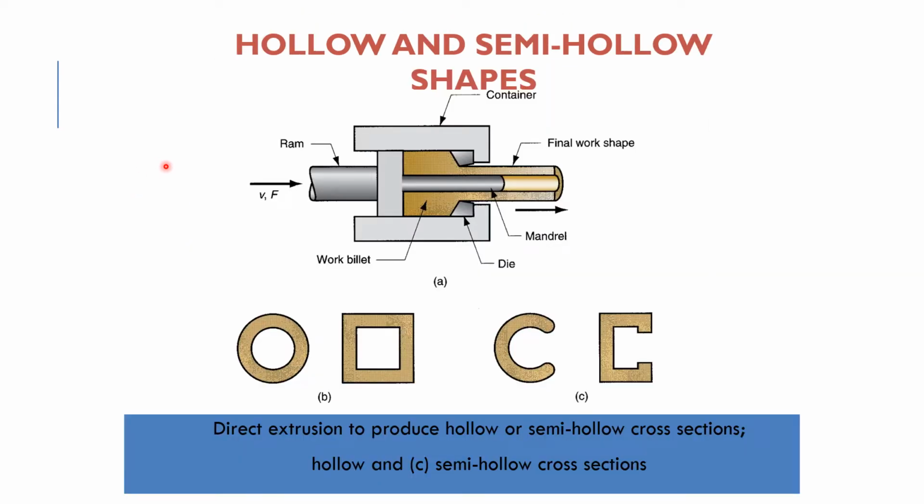So for direct extrusion, the previous one that we showed you is the solid work part. Apart from the solid one, we can also create a hollow part like this one. In order to get the hollow part, they are going to have a mandrel in between the ram here, so that the hollow part can be produced. Hollow and semi-hollow shapes can be produced depending on the opening of the die. So this is direct extrusion to produce a hollow or semi-hollow cross section, and C is the semi-hollow cross section. This is the final product. This is hollow and this is semi-hollow.